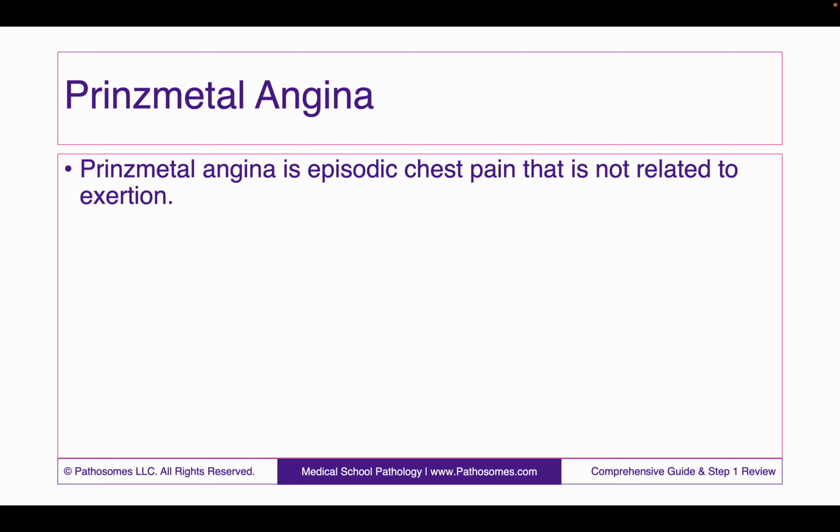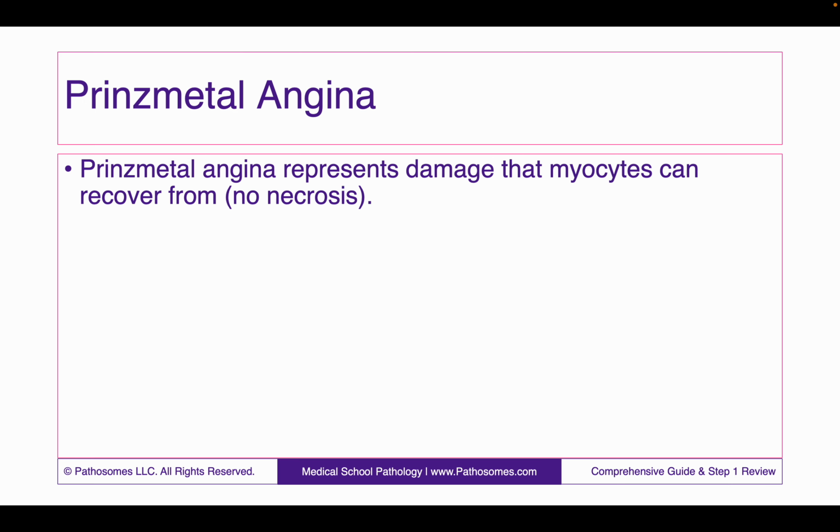Let's talk about a different type of angina called Prinzmetal angina. Now this one is very high yield because it shows up a lot. Prinzmetal angina is episodic chest pain that is not related to exertion. Got it? Prinzmetal angina is due to coronary artery vasospasm and represents damage that myocytes can recover from. Hence again, no necrosis.